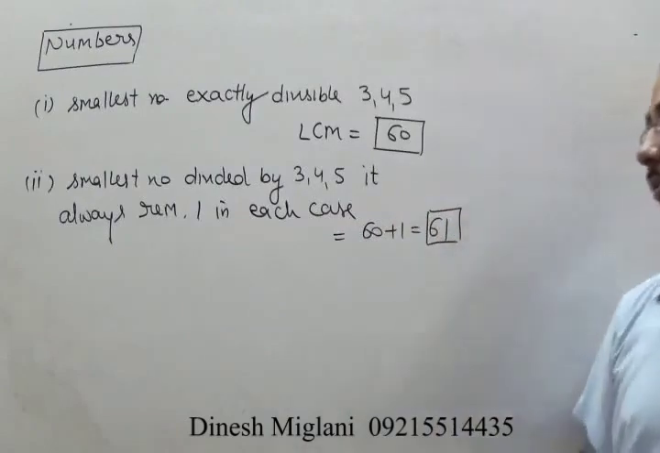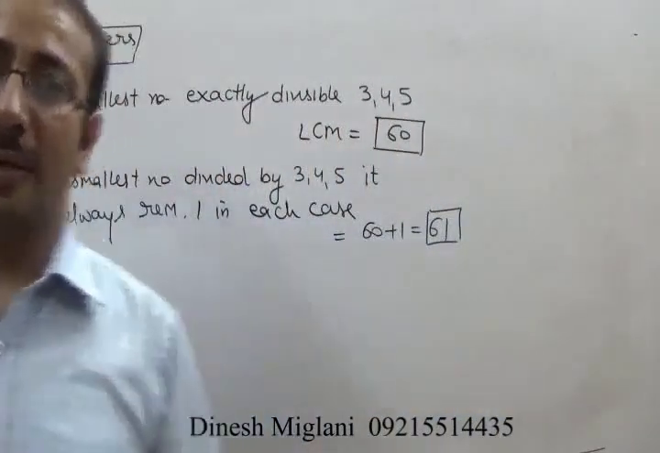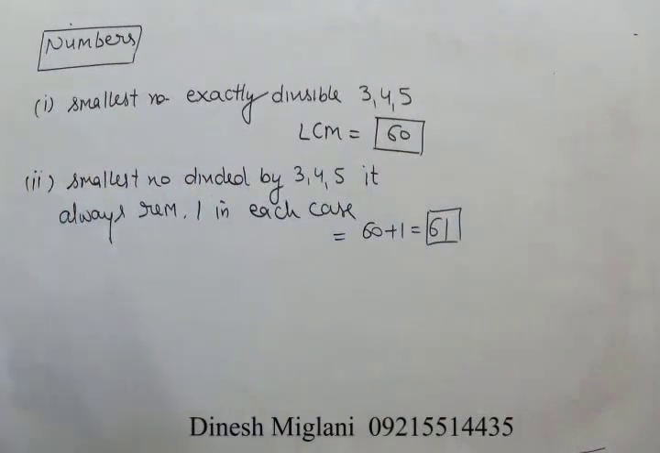You may check here now. When you divide 61 by 3, you get your remainder to be 1. When you divide by 4 or 5, every time you get your remainder to be 1.